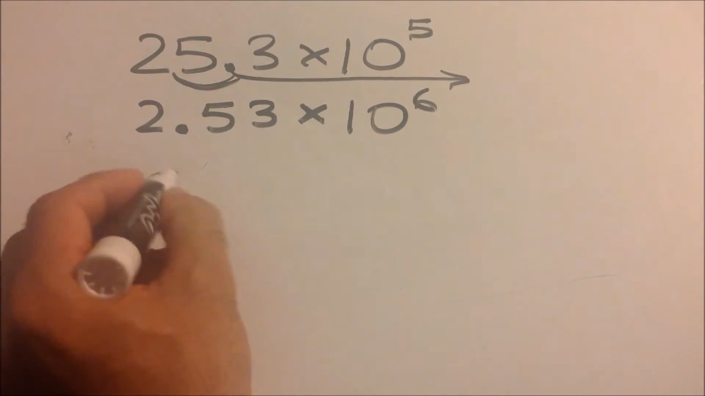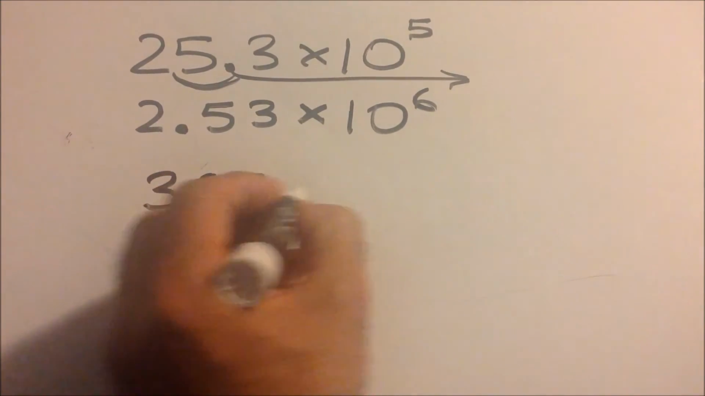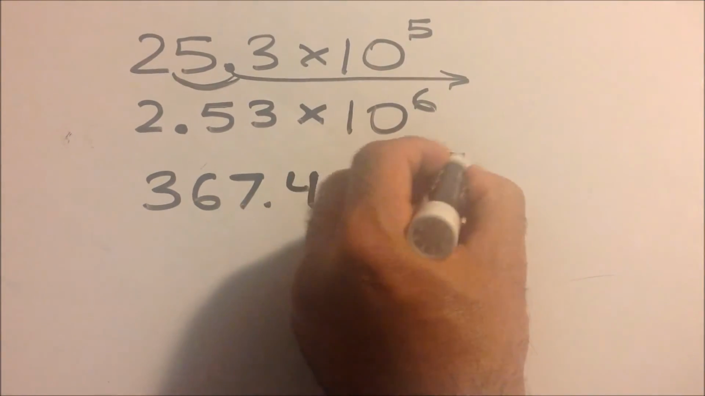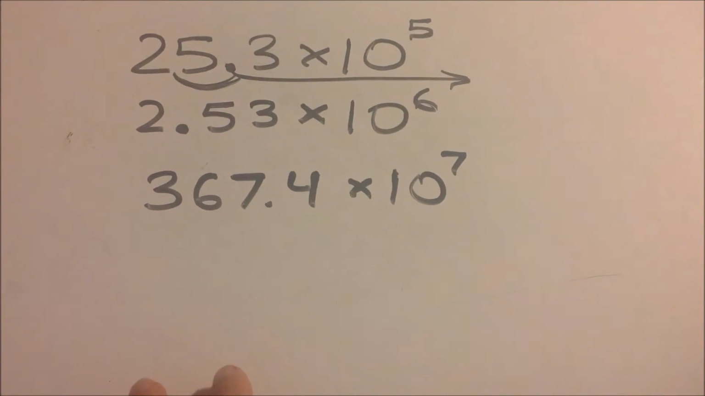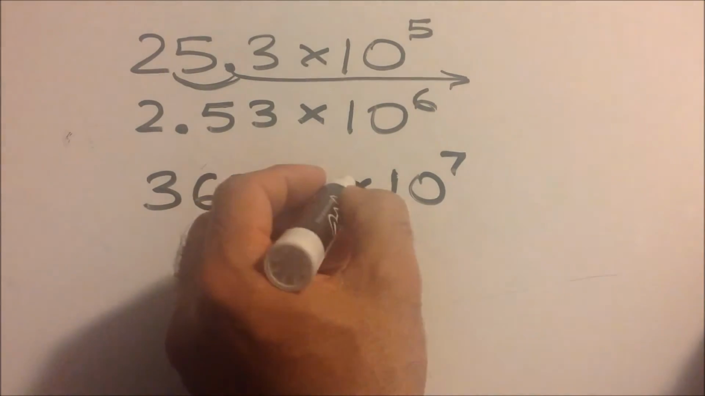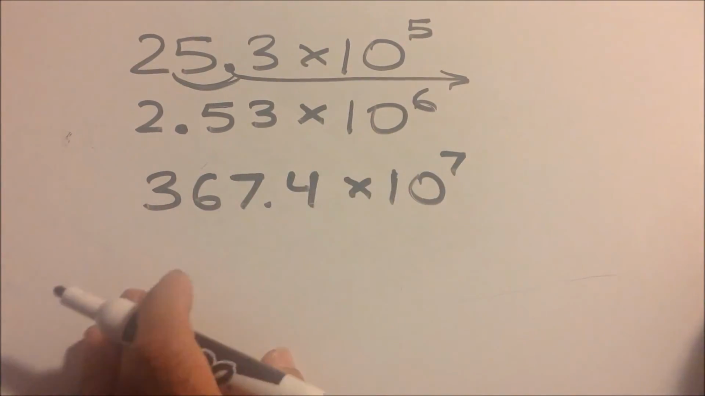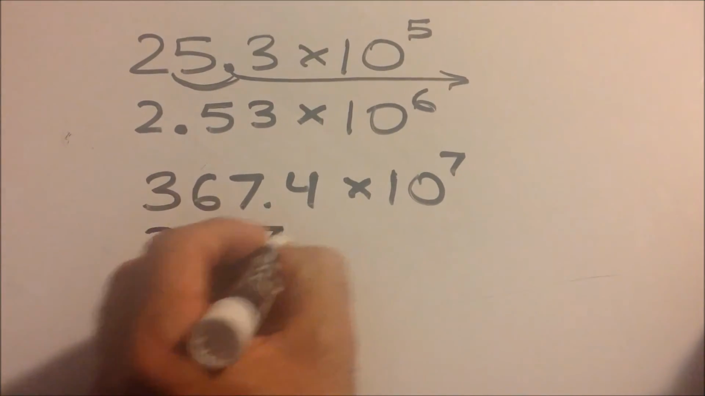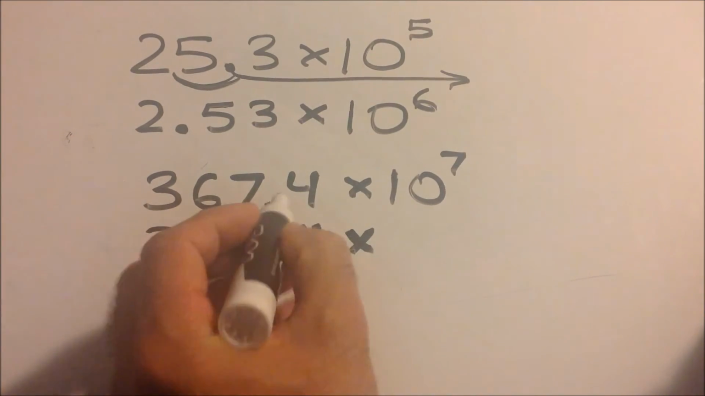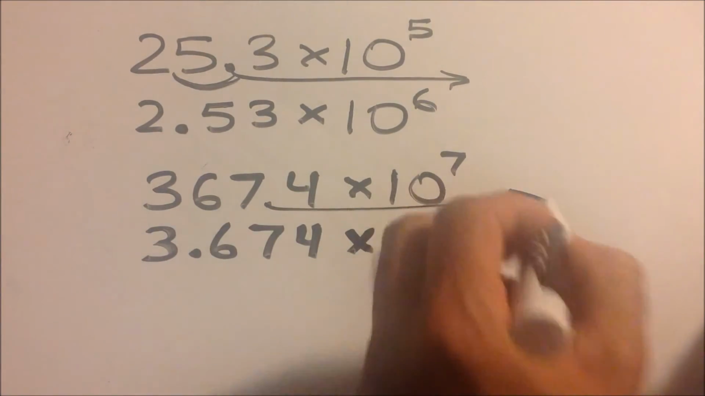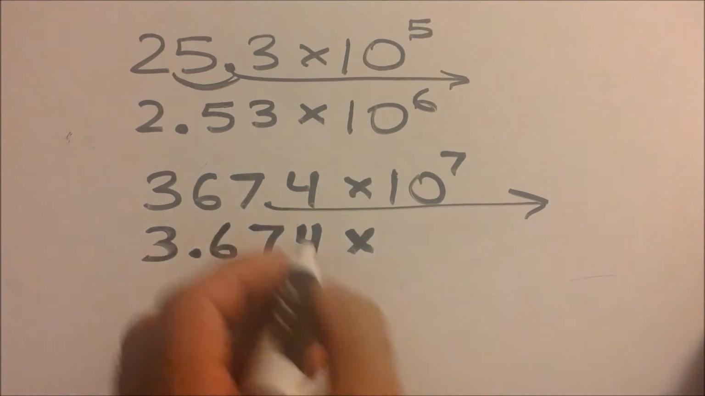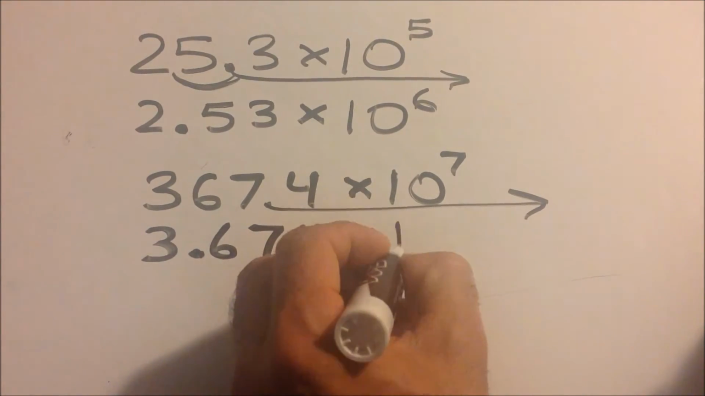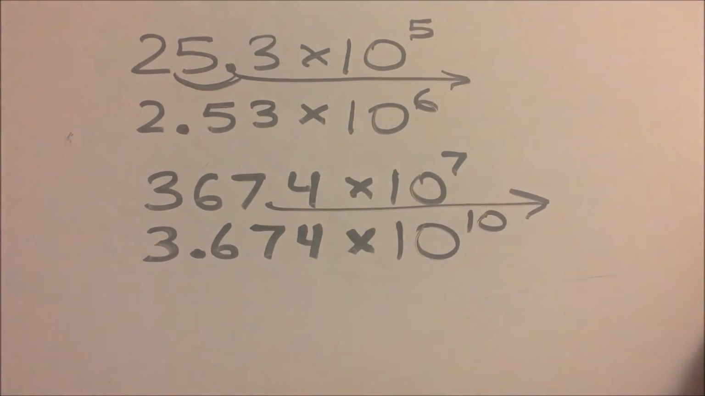So what if I had this? What if I had 367.4 times 10 to the 7th power? Again, it's a perfectly good number. It's using powers of 10, but it's not in scientific notation. So in scientific notation, again, you have to put it there like this. And you would have to go 7 this way for that top number. But now, the decimal was moved back 3 times, so you have to add 3 more to it. So that would be the answer in scientific notation.